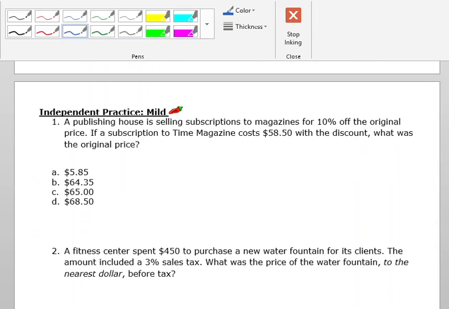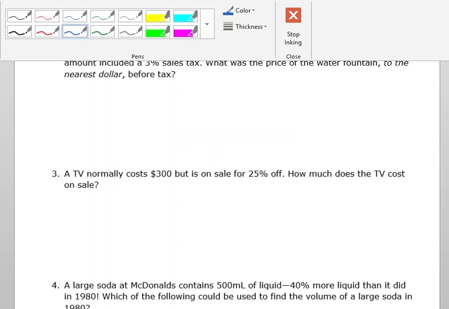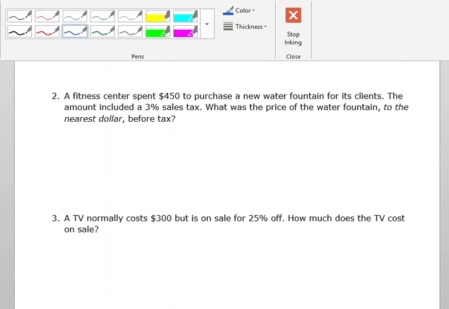And we'll take a look at the independent practice mild. I'm actually going to skip to number 2 because as I was walking around today, most of you guys got number 1 correct. A fitness center spent $450 to purchase, let's circle this, to purchase a new water fountain for its clients. The amount included a 3% tax. That word included is really important because it lets me know that that $450 was the total price that I paid. What is the price of the water fountain to the nearest dollar before tax?